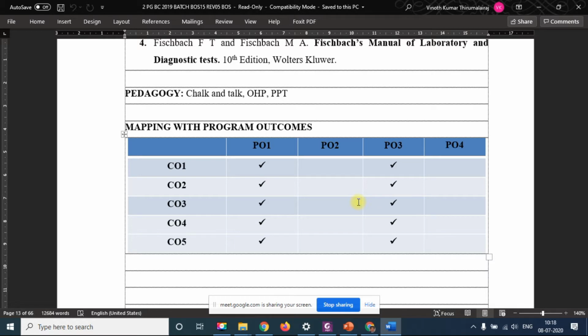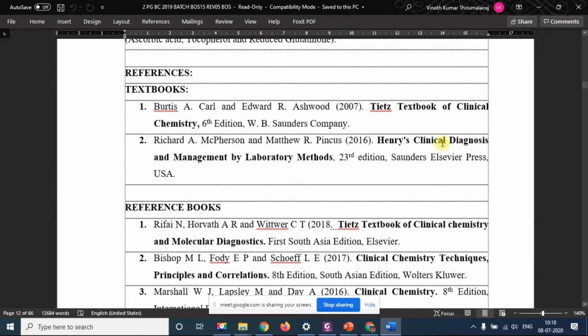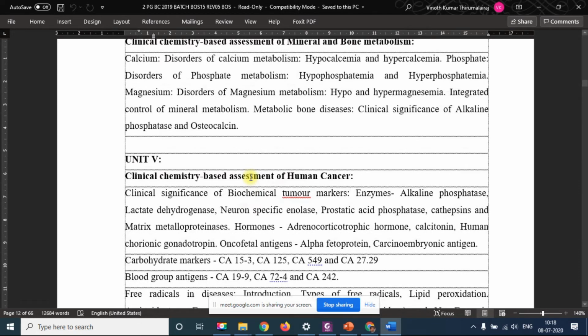But don't be very specific to one book. As biochemistry students, you have to refer to 2 or 3 books. You can take very important points, and you can prepare the syllabus and study. That is very important. If you are studying only one book, it will not cover all of your syllabus. This syllabus is mainly framed based on Henry's book, Henry's Clinical Diagnosis and Management. I'll show the book maybe after this class during the discussion, and that's all about the syllabus you are going to study.